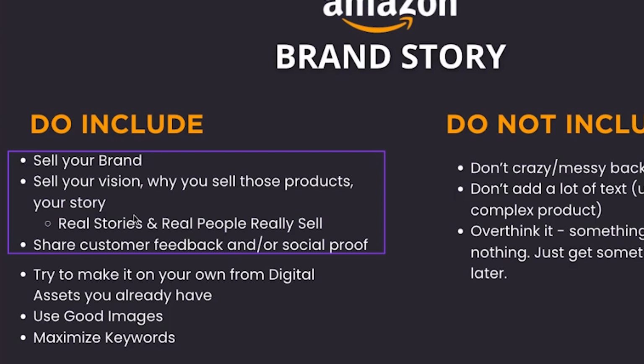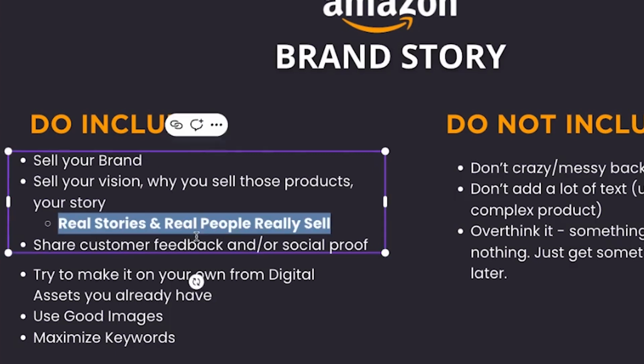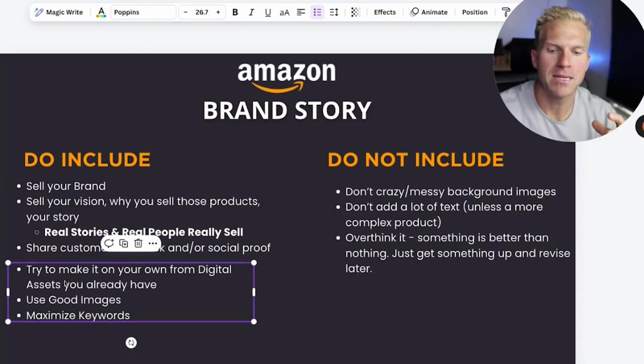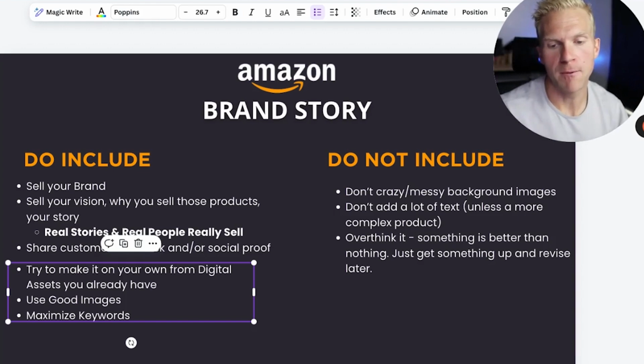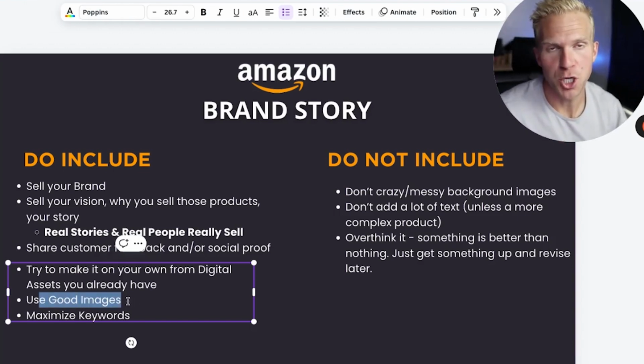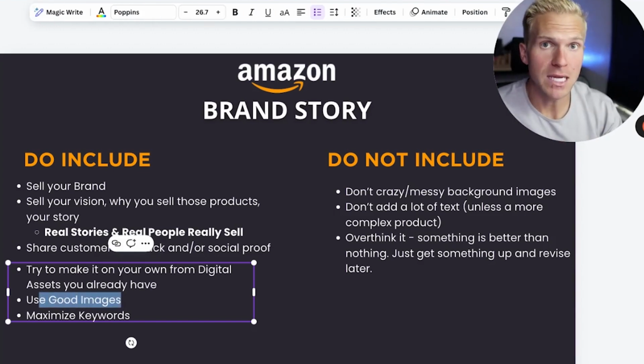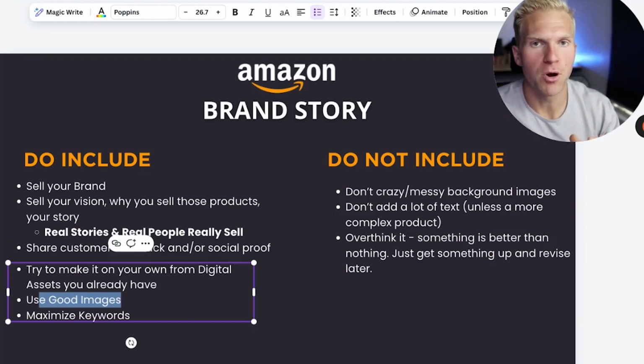Sell your vision, why you sell these products. Real stories and real people really sell. You can also share customer feedback or social proof through pictures of your product, but try to make this easy. Repurpose and reuse the content from your product images if you have nothing to start with, okay? With that being said, obviously you want to use good images, but also maximize the keywords that describe your product the best.